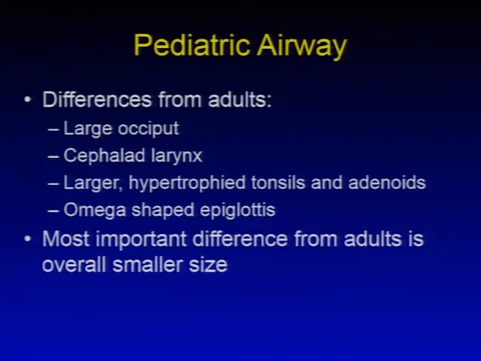Number three, children have larger tonsils and adenoids. This can lead to upper airway obstruction during the inhalation induction or on waking up in the recovery room. It also can make for difficulty in visualizing the larynx during the direct laryngoscopy. Finally, pediatric patients often have an omega-shaped epiglottis, and this can make manipulation of the epiglottis itself more difficult. Again, this makes the straight blade laryngoscope make the provider more able to control the epiglottis itself as opposed to a curved laryngoscope blade. Overall, the smaller size of the pediatric airway requires more delicate movements during the direct laryngoscopy.